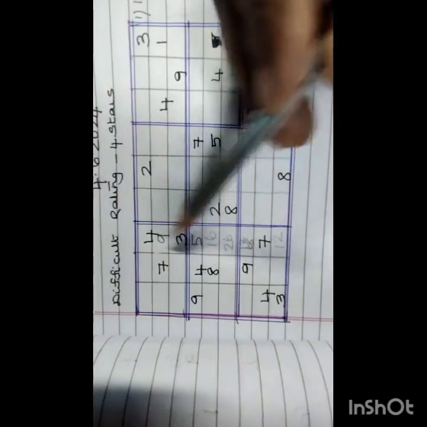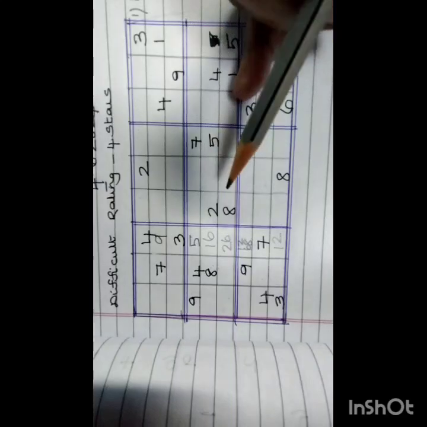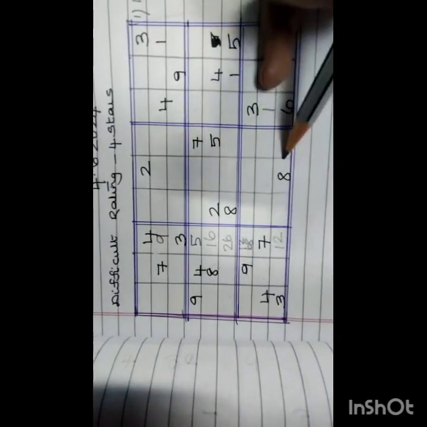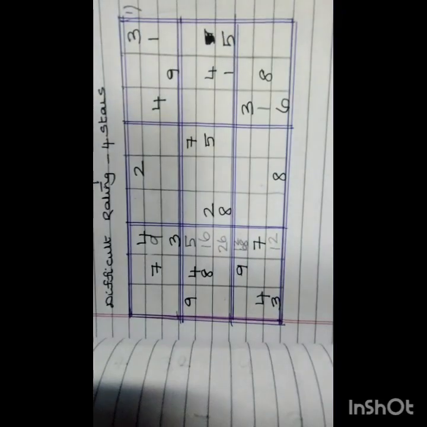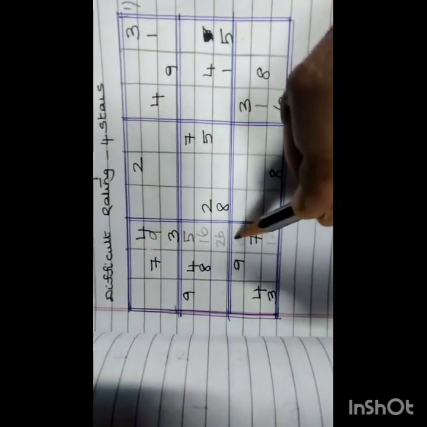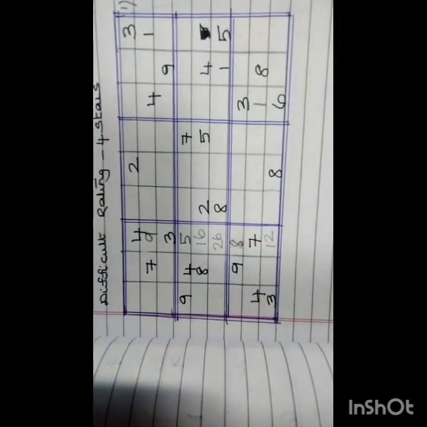Similarly, there is nothing to be filled. Here we already have 8 in this row, so the only odd one out is this, and 8 is the odd number. So delete this and write 8 in this cell.